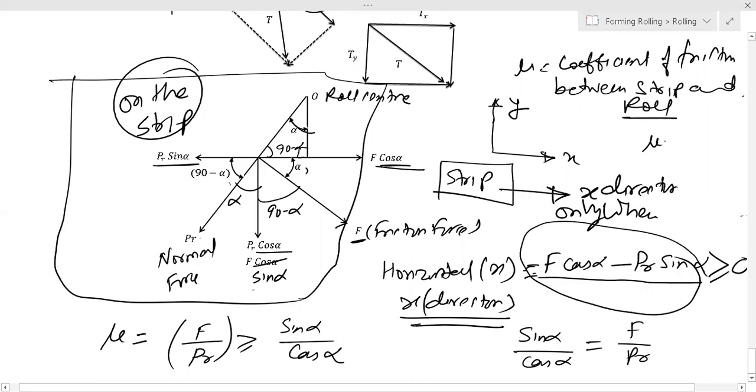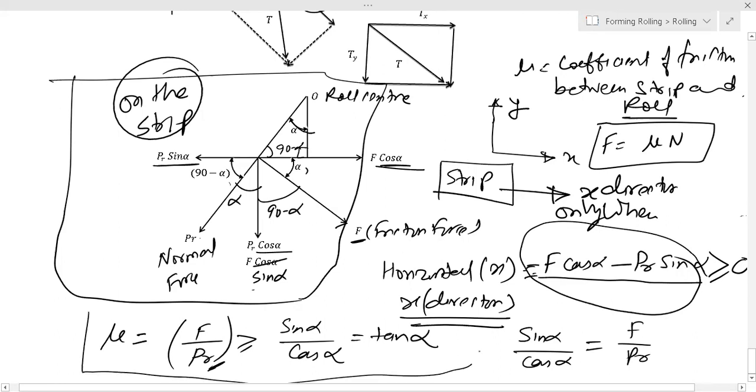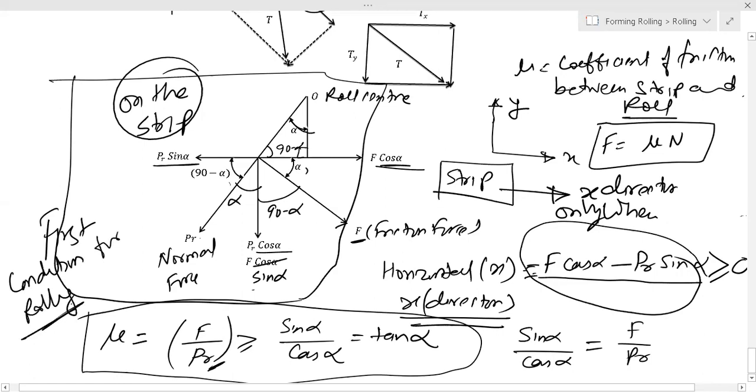And you know F is equal to mu N, so this is a normal force. So mu must be greater than or equal to tan alpha. This is the first condition for rolling. It means rolling will be possible only when mu is greater than tan alpha.